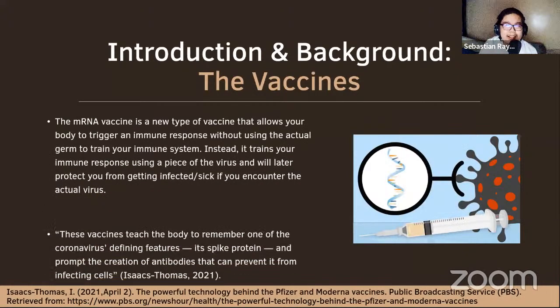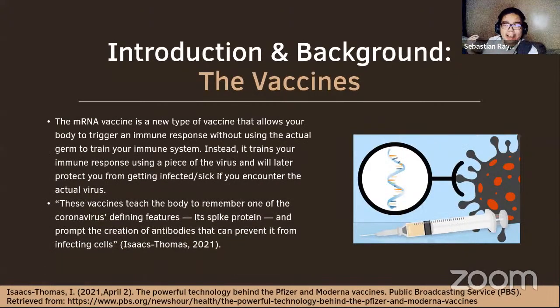The mRNA vaccine is a new type of vaccine that allows your body to trigger an immune response without using the actual germ to train your immune system. Instead, it trains your immune system to use a piece of the virus and will later protect you from getting infected or sick if you encounter the actual virus. More of this will be explained later by Miss Maria Rose Minyoza. Next slide.